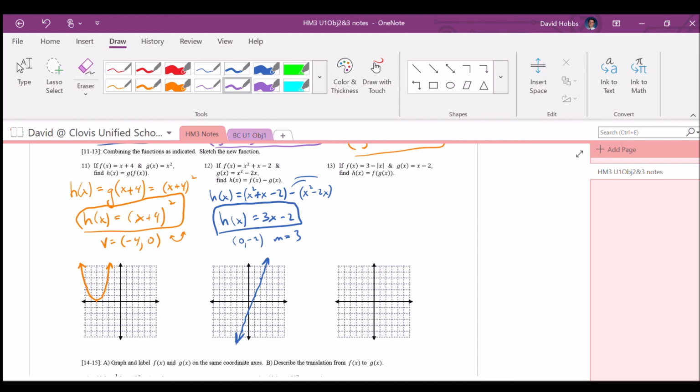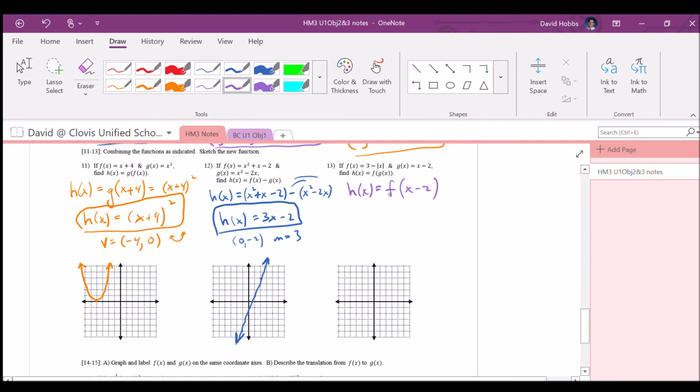Number 13, if f of x is 3 minus absolute value of x and g of x is x minus 2, find the new function, which is f of g of x. Okay, so h of x is f of g of x, and g of x is x minus 2.